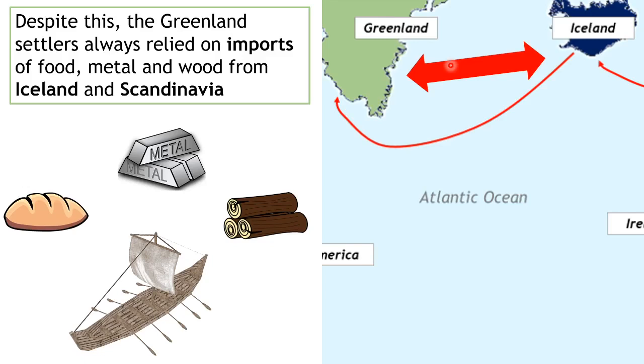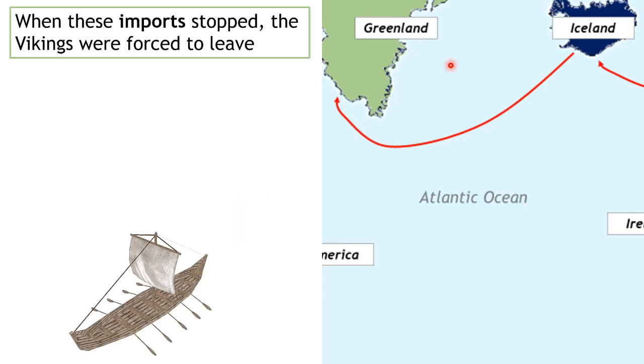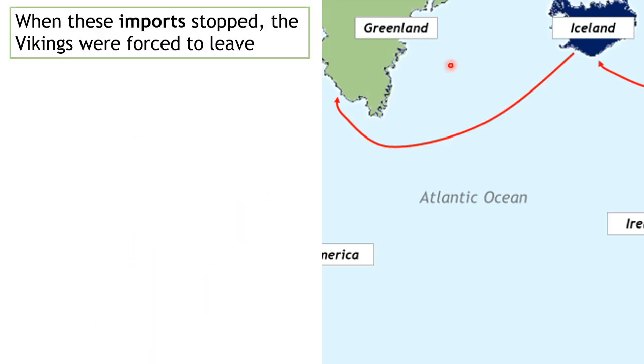There was never a point that the Greenland settlers could make it on their own. They are always reliant on the people in Iceland to keep them supplied. And when these imports stopped after 100 years, the Vikings were forced to leave Greenland. So unlike the settlement in Iceland, which lasts up to the present day, the settlement in Greenland, after a while, frittered away because it relied on imports from Iceland, and after a while, the Iceland Vikings stopped sending those imports.